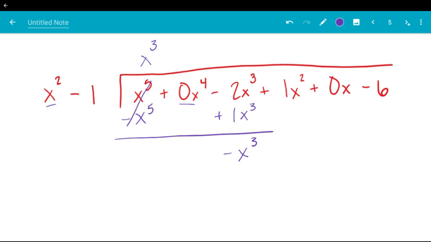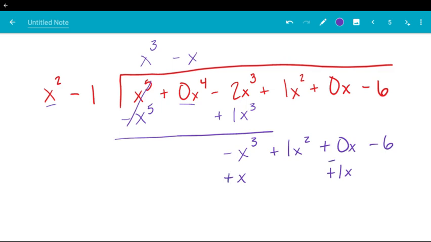And then in these problems, I would definitely recommend just go ahead and bring down everything else so you don't get lost along the way. And then you start the process again. Negative x cubed divided by x squared is just negative x. Multiply back through and get negative x cubed, and negative x times negative 1 is a positive 1x. We're going to change the signs.